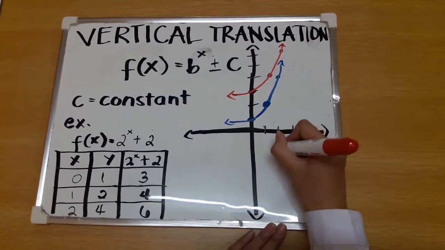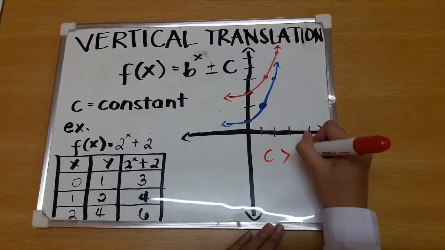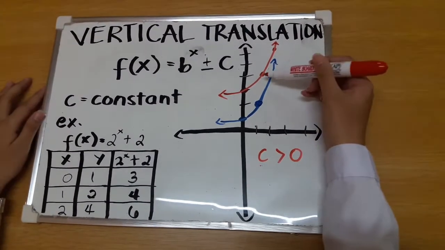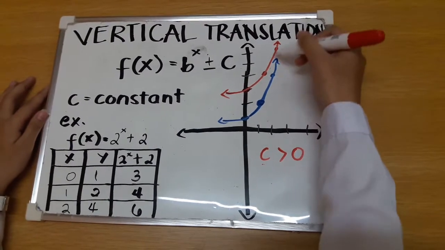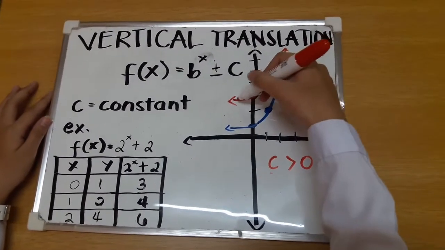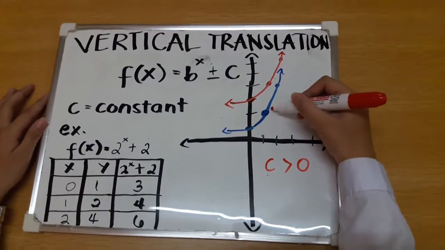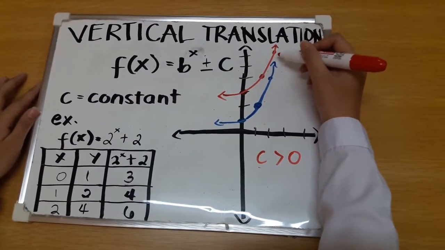In vertical translation, when the constant is greater than 0, the next graph would be 2 points higher than the original graph. As we can see, this is the original graph, and this is the one 2 points higher.